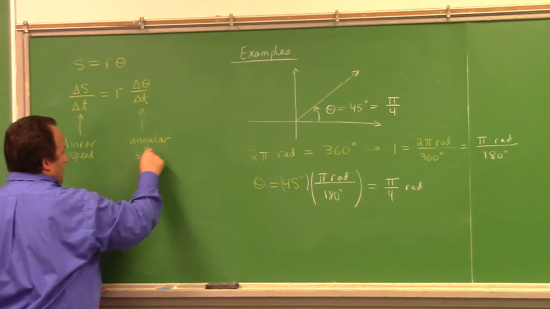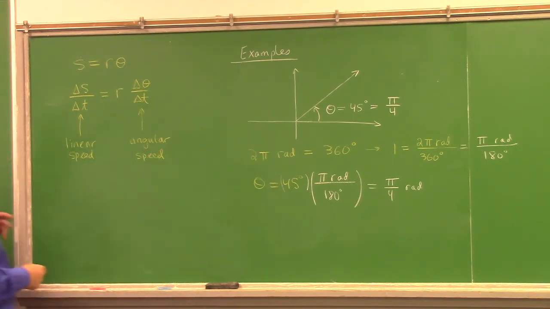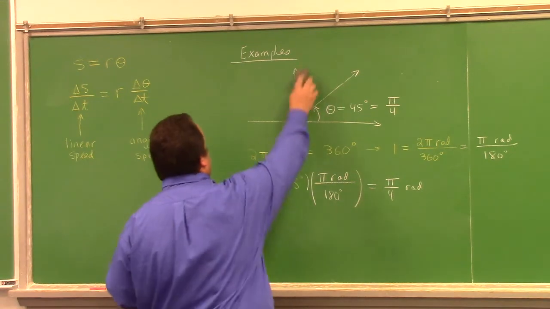Now, I think your book, instead of using change in theta over change in t, it just uses theta over t. There's no delta change notation in the book, but it helps me to explain what I'm talking about. Let's just do an example with some numbers in it. Try to make that a little bit less mystical.